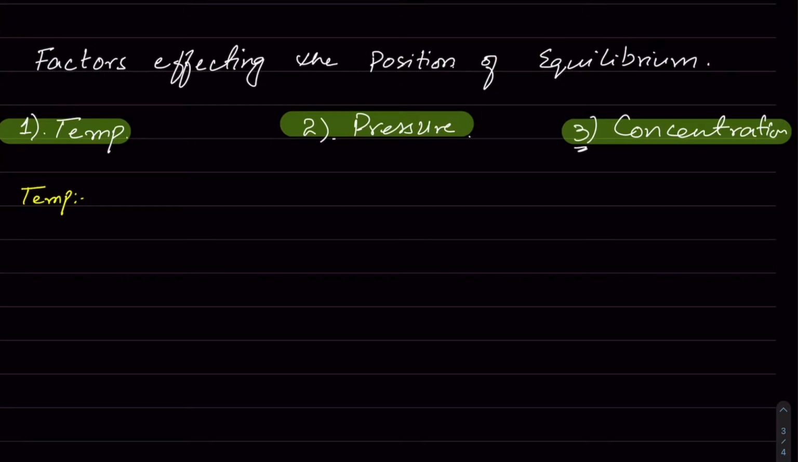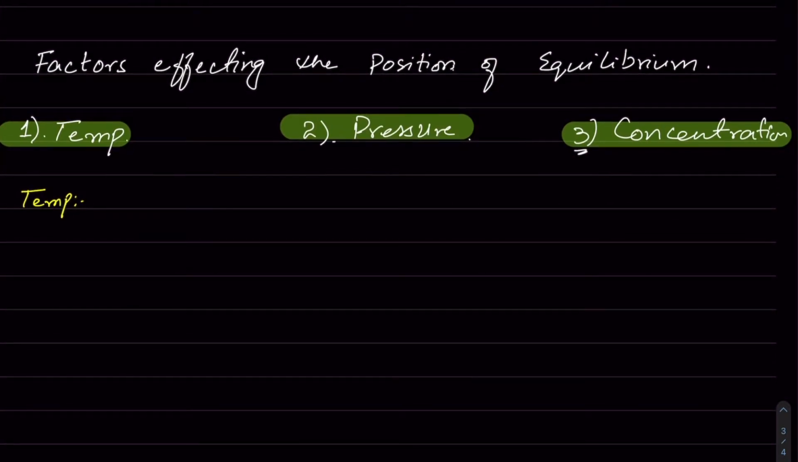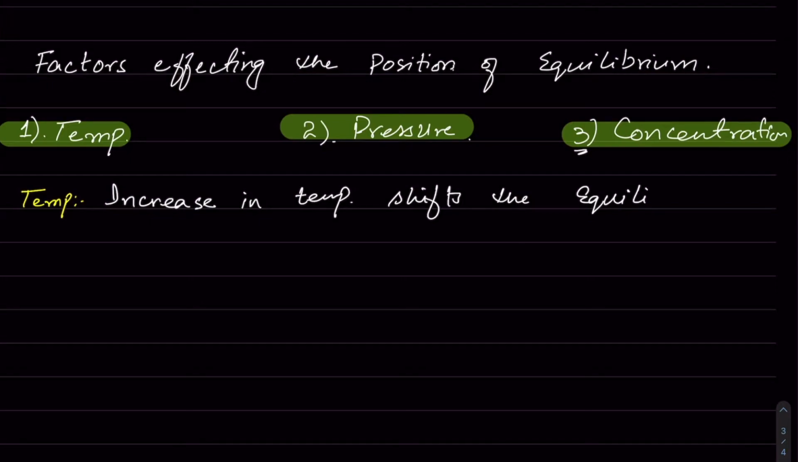Number one is temperature. If temperature is increased, equilibrium will shift, or shifts the equilibrium, towards the endothermic side. What is meant by endothermic side? And what is meant by shifting of equilibrium?